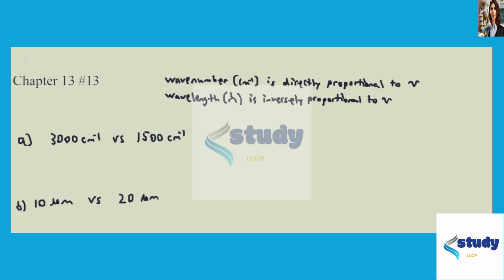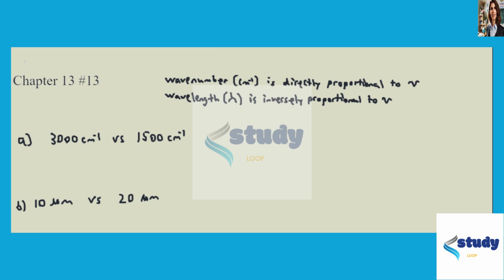This is the answer to Chapter 13, problem number 13 from the Smith Organic Chemistry textbook. And in this problem, we are asked which of the following has higher energy. And then for A, we're asked between IR light of 3000 wave number and IR light of 1500 wave number. And for B, we're asked about IR light having a wavelength of 10 micrometers or 20 micrometers.